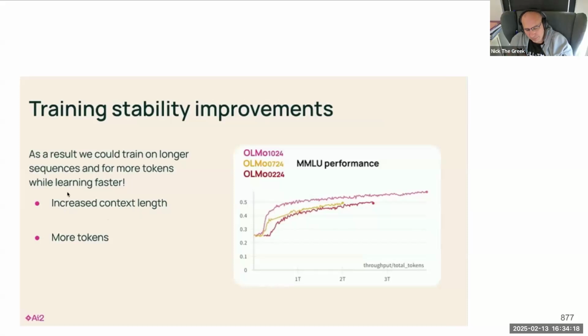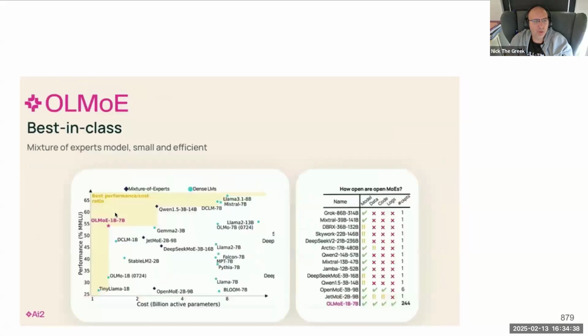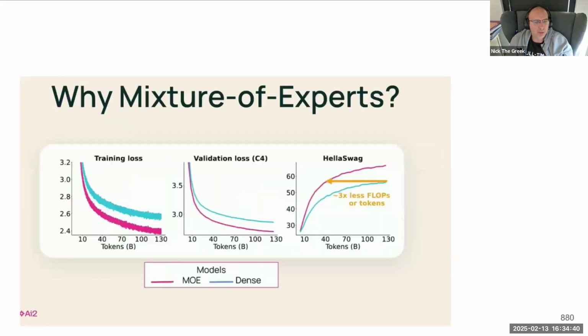Although you don't do this, it says more in the presentation how you increase your context length. You don't do it from the beginning. So anyway, these are lessons that they've learned. And now the new Olmo is on par with Llama 3, Olmo 2, the specific edition, 1024. Okay, we've seen that. Okay, why mixture of experts?